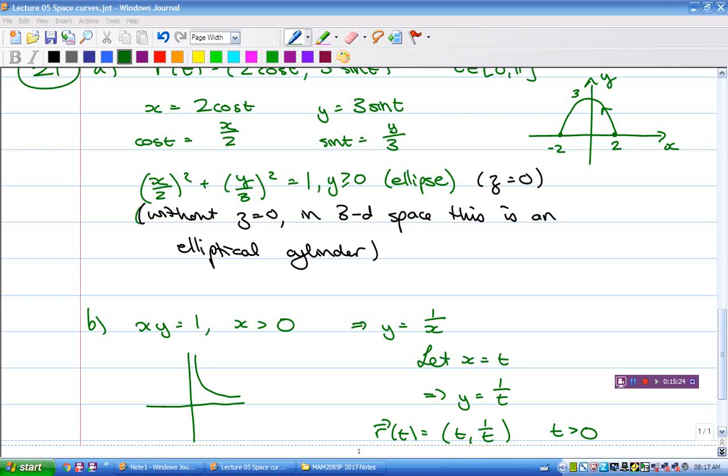If it's some other curve that's not a loop, then that technique of just making one of your variables t and letting the others just follow along is often quite a good process.